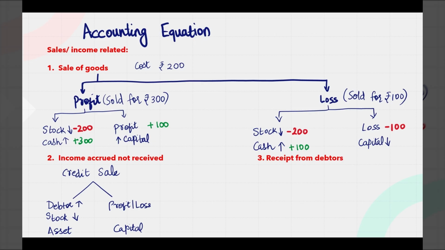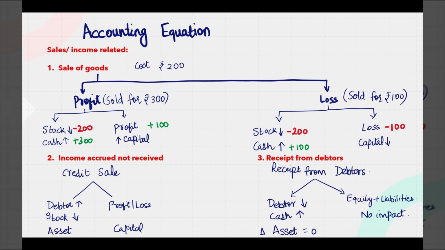When there is a receipt from the debtors, what happens? The debtor balance reduces and cash increases, so the net impact on the asset side is zero, and there is no impact on the equity and liability side. Once again, the accounting equation tallies. So this is the concept.